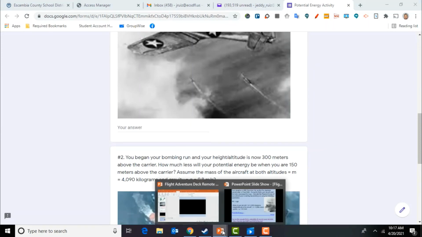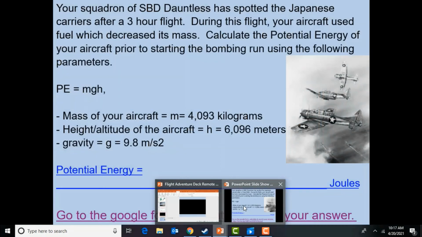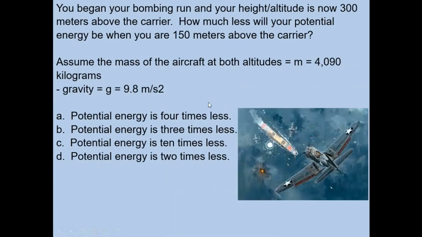Then for the next problem, let's say you began your bombing run, your height or altitude is now 300 meters above the carrier. How much less will your potential energy be when you're 150 meters above the carrier? Assume the mass of the aircraft at both altitudes is 4,090 kilograms. Gravity equals 9.8 meters per second squared. How much less will your potential energy be?